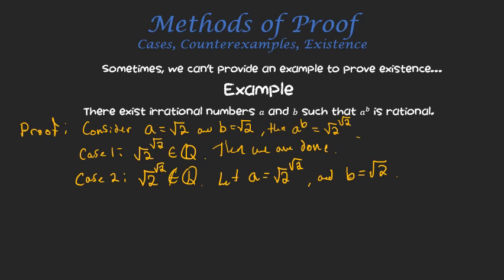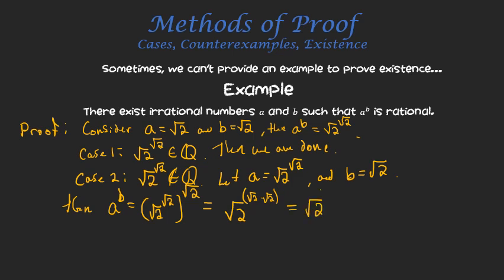And let's investigate a to the b. Then a to the b is, all right, so that's square root of 2 to the square root of 2, all raised to the square root of 2. Time to remember some properties of exponents. If I have a number, an exponent raised to another exponent like this, then I can multiply the two exponents together. This is the same thing as square root of 2 to the square root of 2 times square root of 2. Square root of 2 times square root of 2 is just 2, so this is square root of 2 squared, which is 2. And that is definitely rational.